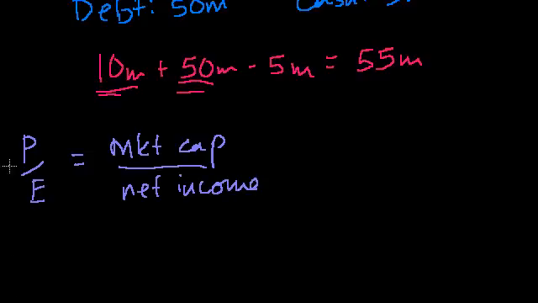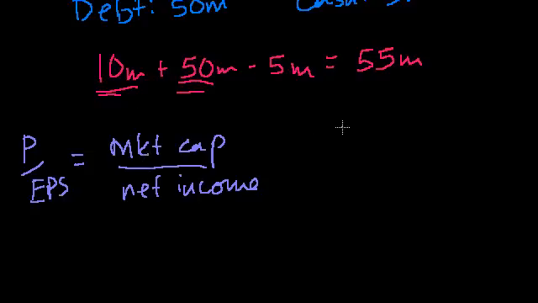Where if you just multiply the numerator and the denominator by the number of shares, you get market cap and net income. This is EPS. P to E is actually price per share divided by earnings per share. And that was one way to look at it. You could compare two companies, and we saw it breaks down if they have different types of capital structure.